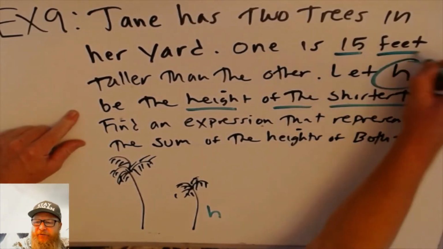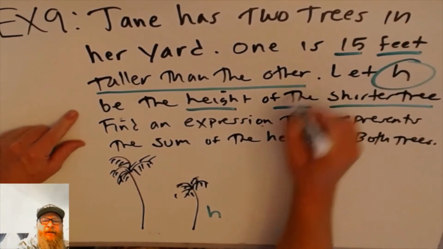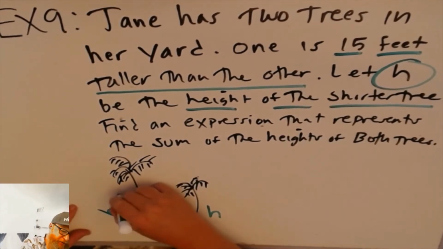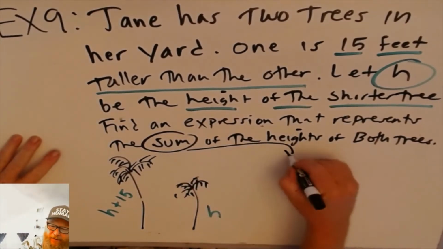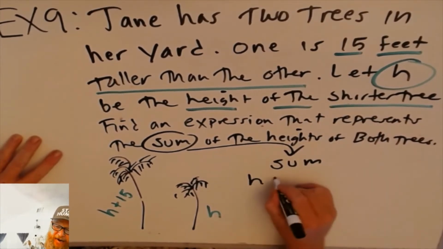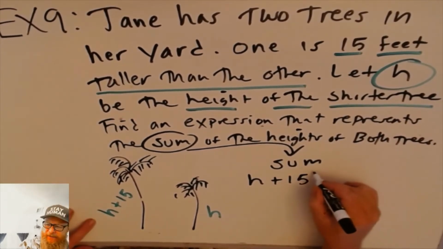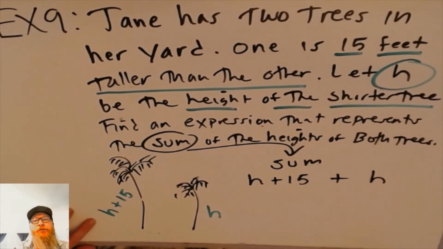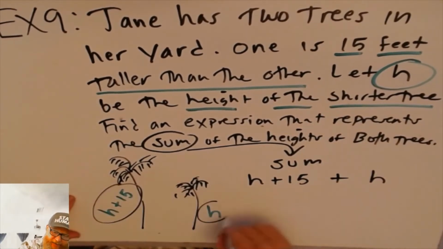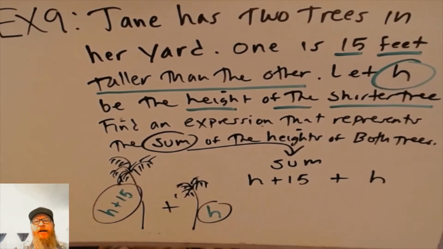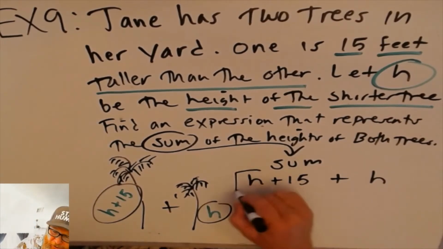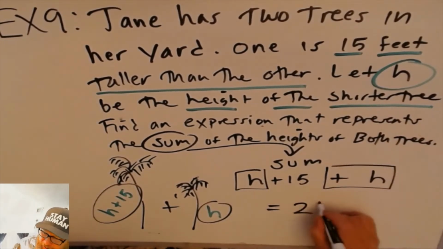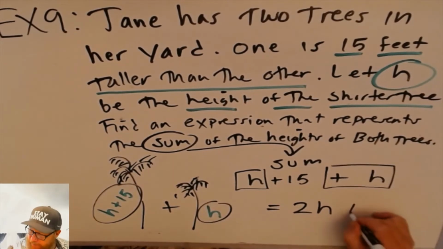One of the trees is 15 feet taller than the other. So this one is H plus 15. It's the taller one. All right. The sum is H plus 15 plus another H. So I'm just adding these two together, and then simplify. H plus H is 2H plus 15.